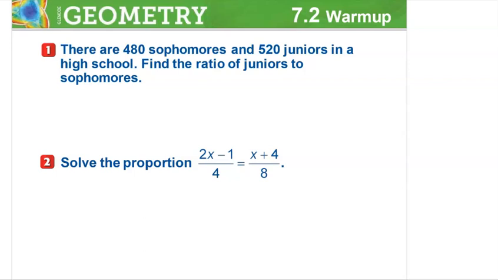We're now in Unit 7.2. Unit 7.2 talks a lot about proportions and similarities and whether shapes are similar to each other. But we're going to start out right now talking about ratios because we need to remember what those are.